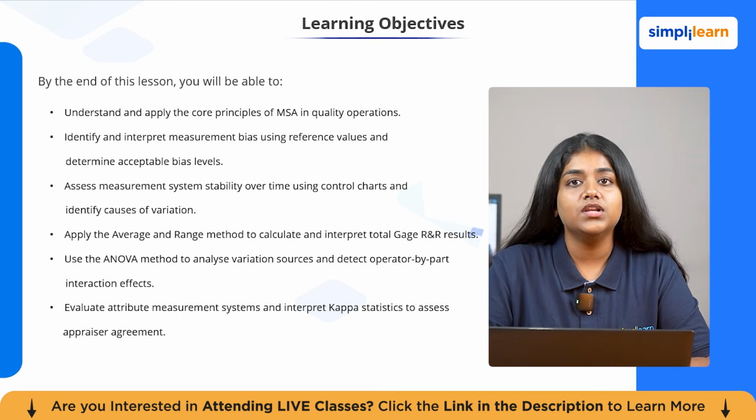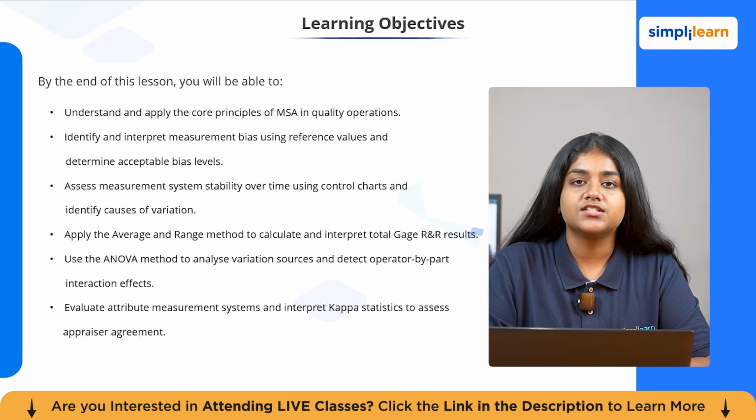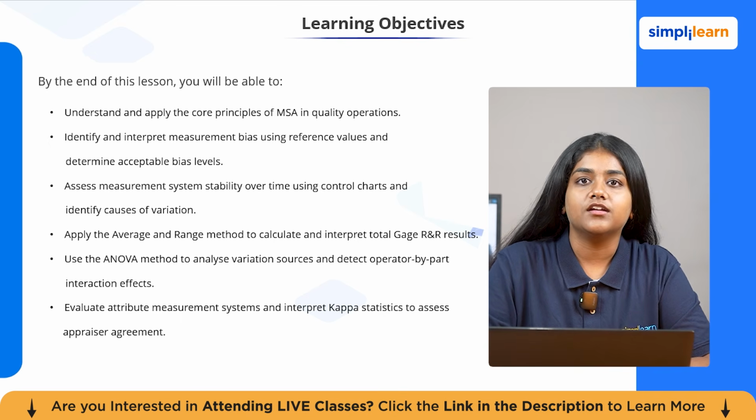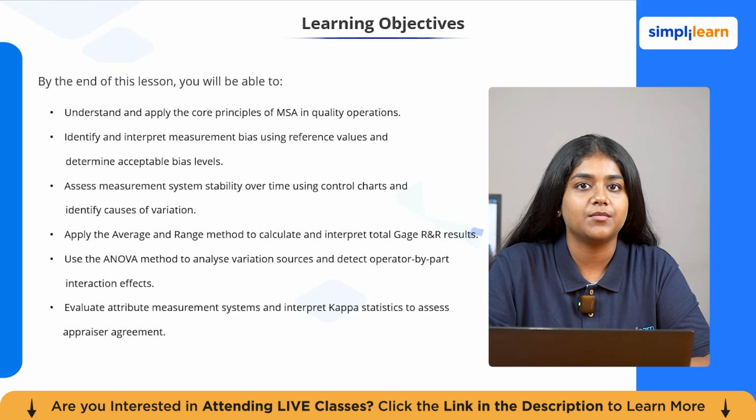And finally, you will learn how to evaluate measurement systems used for attribute or judgment-based inspections, such as pass or fail, good or bad, or accepted or rejected decisions. You will understand how to assess agreement between appraisers, agreement with a standard, and consistency within appraisers. You will learn how to interpret Kappa statistics to determine the strength of appraiser agreement and the reliability of the attribute measurement system.